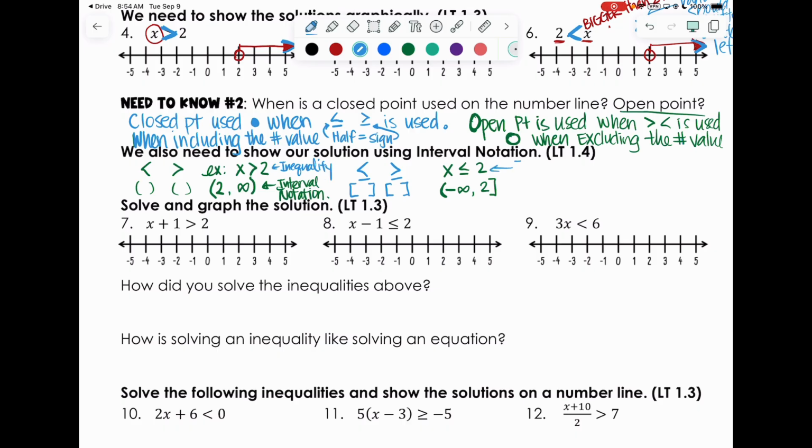This is an inequality. And this is, what is it called? Interval notation. Okay. Which learning target is that? 1.4. Okay. All right, questions? Okie dokie.